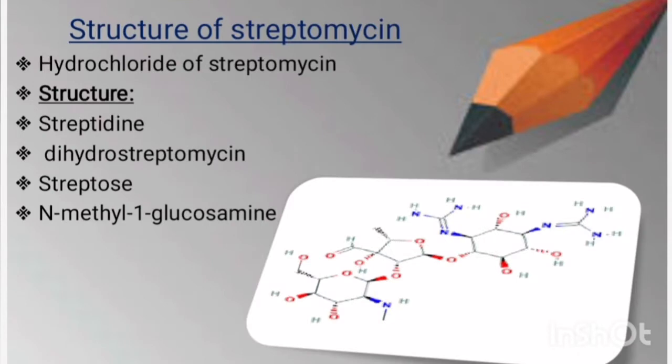Structure of streptomycin. The structure of streptomycin is complex. The commercially available streptomycin is the hydrochloride of streptomycin. The structure includes streptidine, dihydrostreptomycin, streptose, and N-methyl-L-glucosamine.